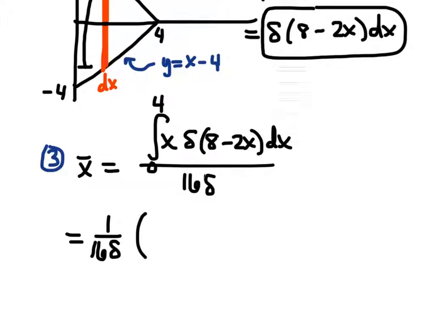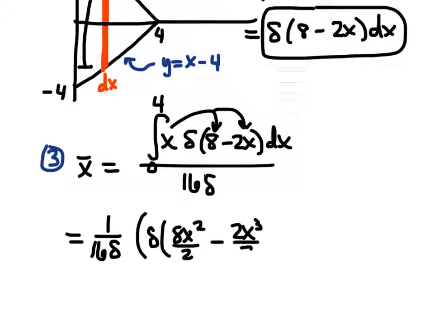We'll pull the delta out and distribute the x. And once we integrate, we have 8x squared over 2 minus 2x to the third over 3, and that's all going to run from 0 to 4. Notice the deltas are going to cancel on me. All right, and all we have to do is evaluate this, and we end up with 4/3. And this will be in feet.